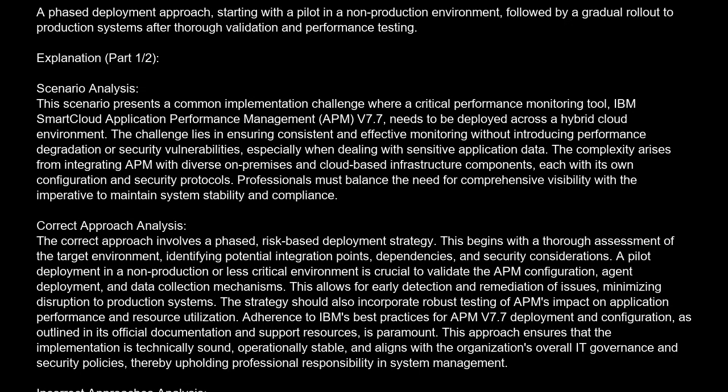The correct answer is D. A phased deployment approach, starting with a pilot in a non-production environment, followed by a gradual rollout to production systems after thorough validation and performance testing.